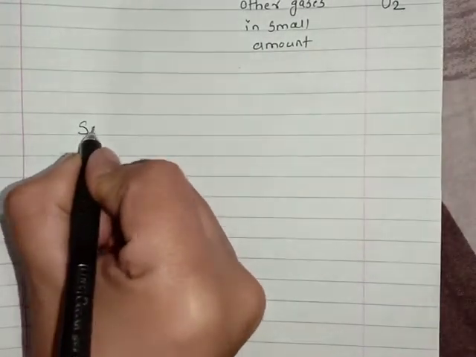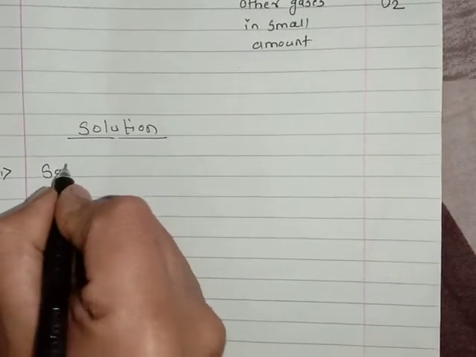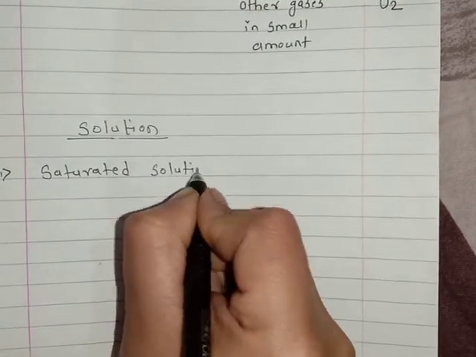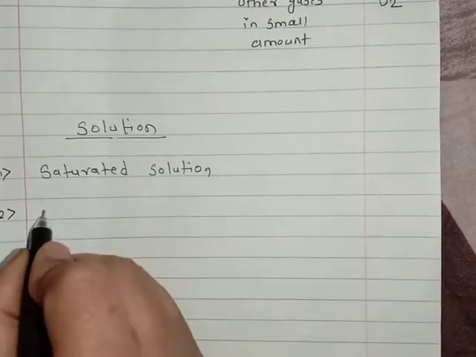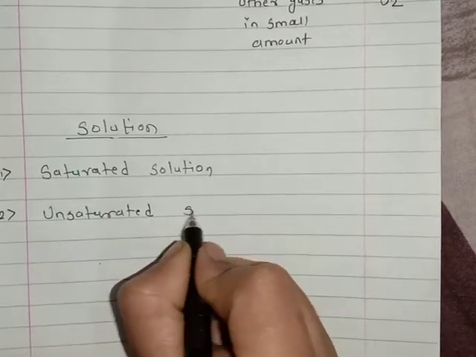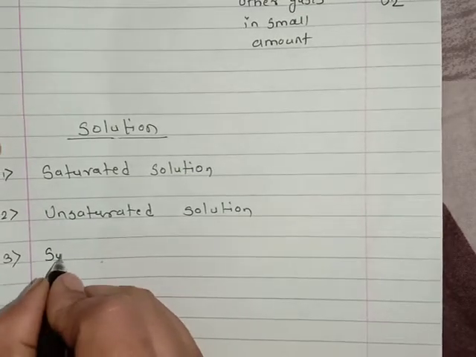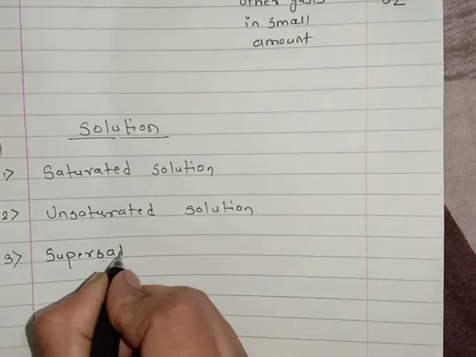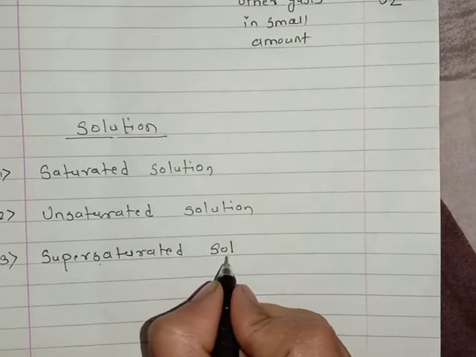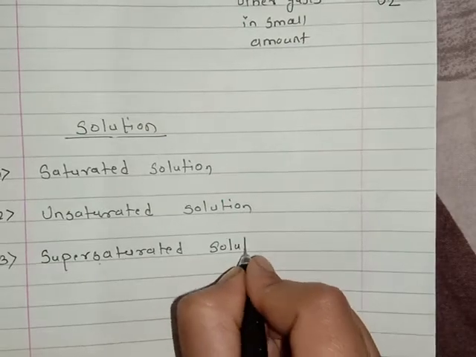Children, one more classification of solution is there: first, saturated solution, second, unsaturated, and third, supersaturated. Don't use a short form here, because if you write sol, that will collide, as I told you earlier. So write the full form: solution, write it in full.